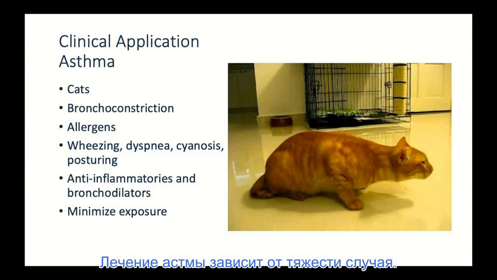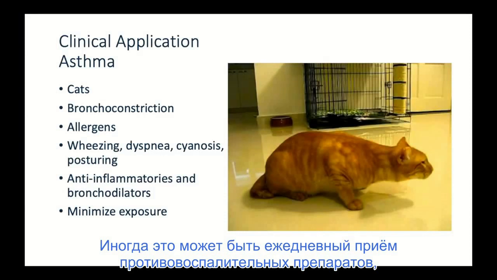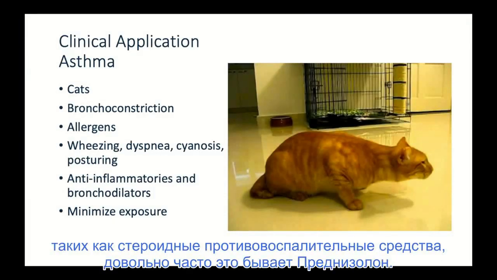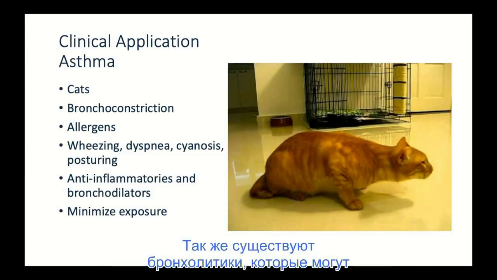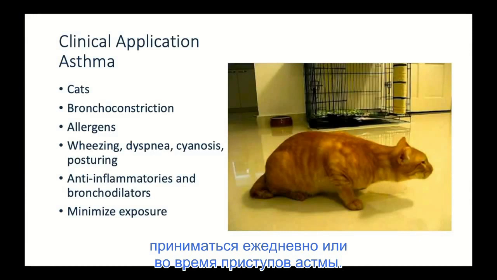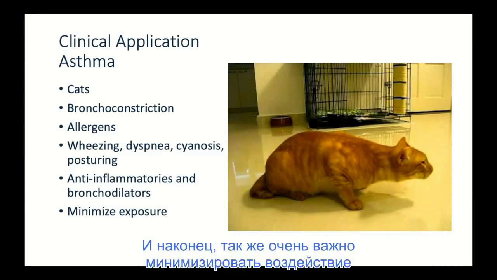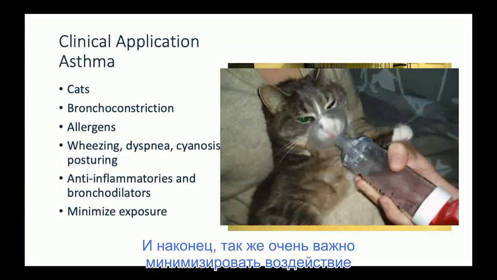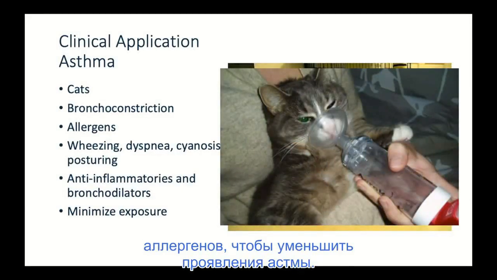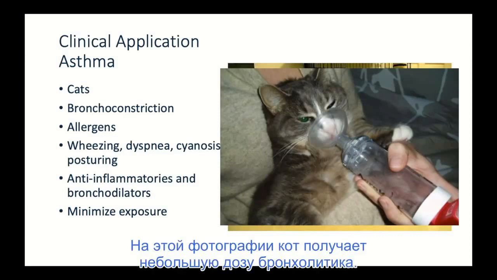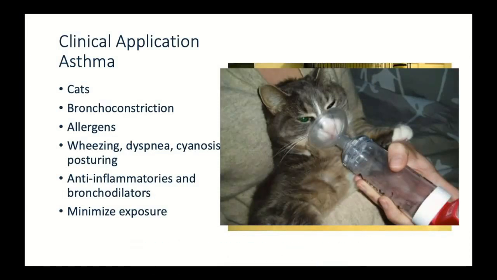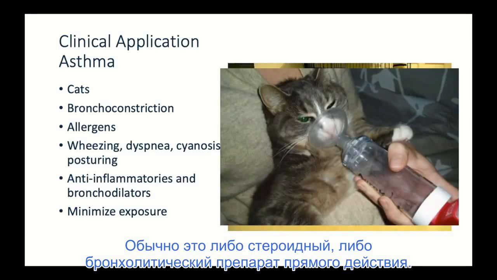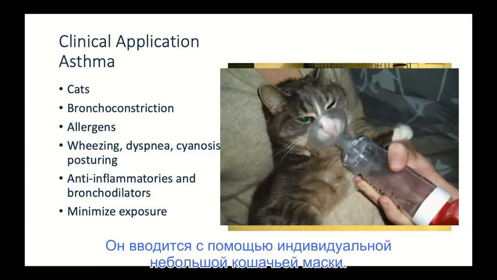Treatment for asthma depends on the severity of the case. Sometimes it could be daily anti-inflammatories, such as steroidal anti-inflammatories. Quite often it's prednisolone. And then we also have bronchodilators that either are daily or we give during the times of asthma attacks. In the end, of course, too, it's really important to minimize exposure so that we can reduce that from happening. So here's a cat getting its little titrated dose of a bronchodilator. So it's typically either a steroidal or strict bronchodilator type puffer with their own little chamber, which I love, tiny little cat mask.